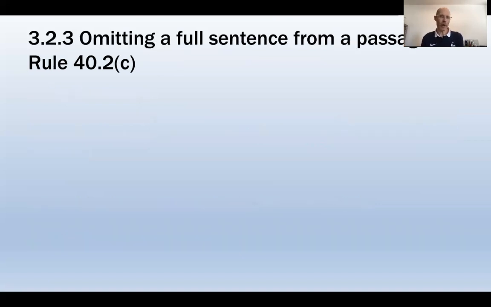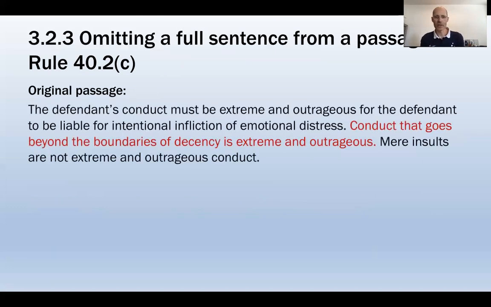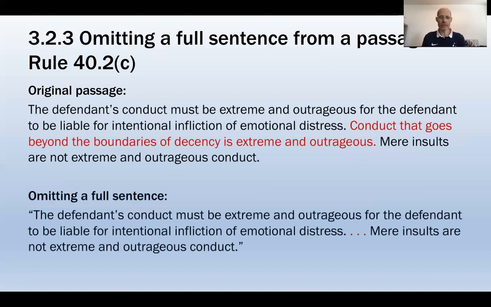Okay, what if you have a multiple sentence passage that you want to quote, but you want to omit one of the sentences? For example, you have this 3-sentence passage here from the source. It's stating the law with regard to intentional infliction of emotional distress. But let's say you only want to quote the first sentence and the third sentence. The second sentence, which is indicated in red, you don't want to include. So how do you indicate that in your quote?